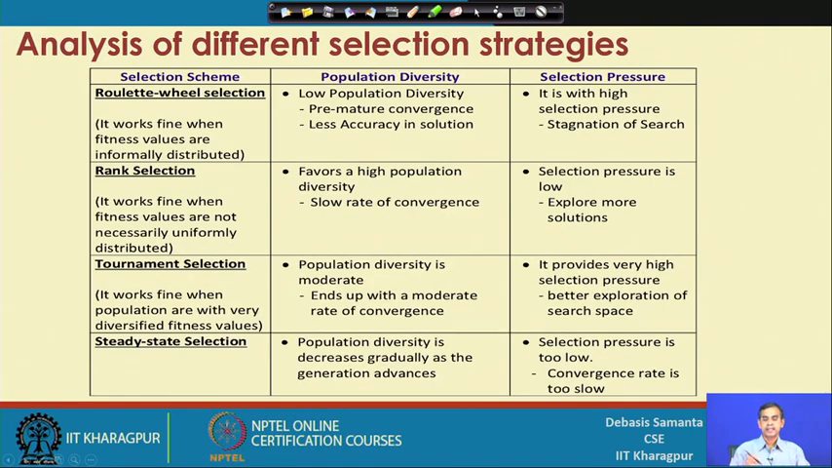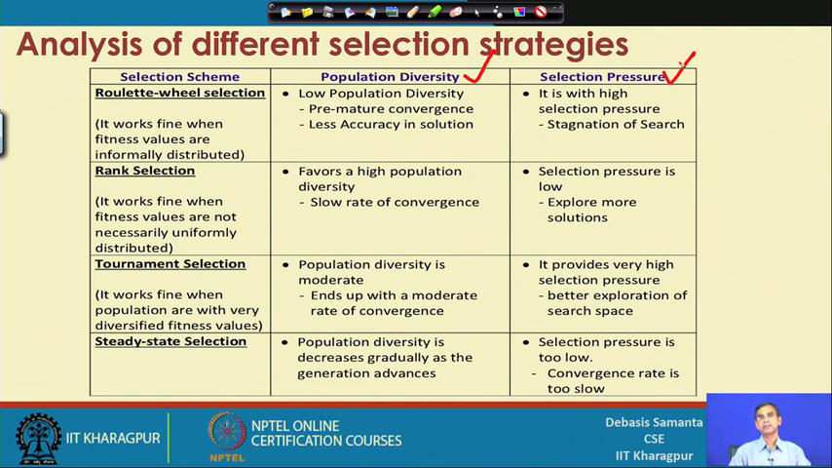Now this is the last slide, and I will quickly summarize the different techniques in terms of population diversity and selection pressure. As the table says, Roulette wheel selection provides low population diversity, whereas selection pressure is high. In case of rank selection, it favors high population diversity, and selection pressure is low. If we consider tournament selection, population diversity is moderate, and it provides very high selection pressure. In steady state selection, population diversity decreases gradually as the number of generations advances, and the selection pressure is too low.